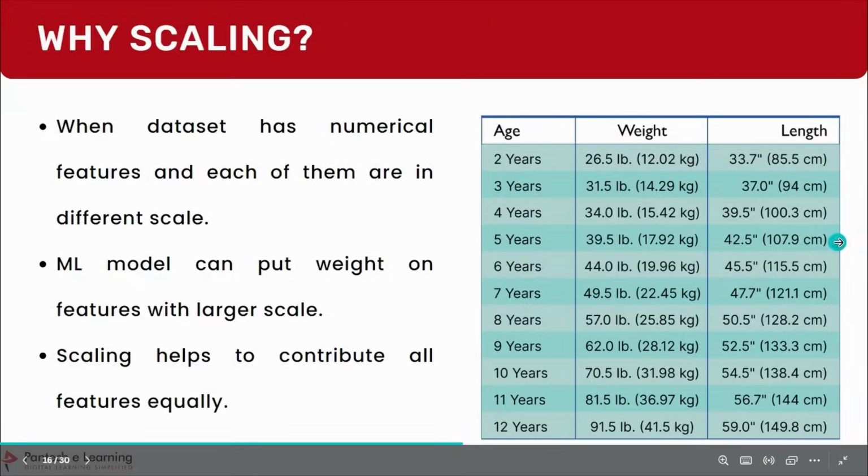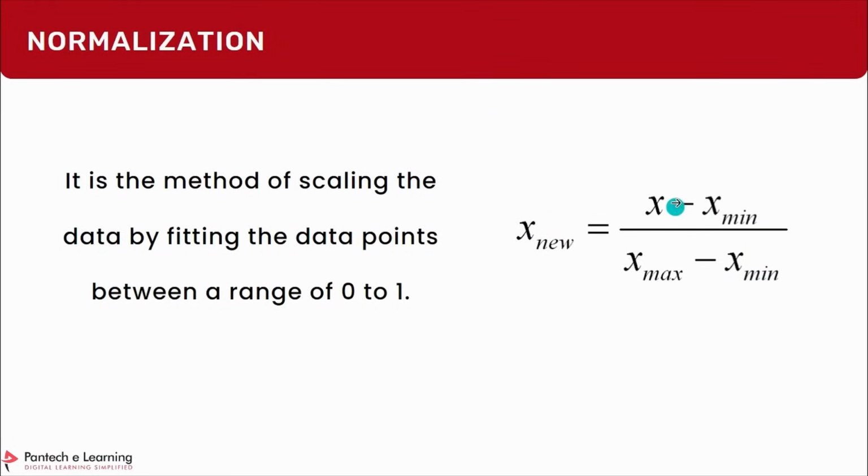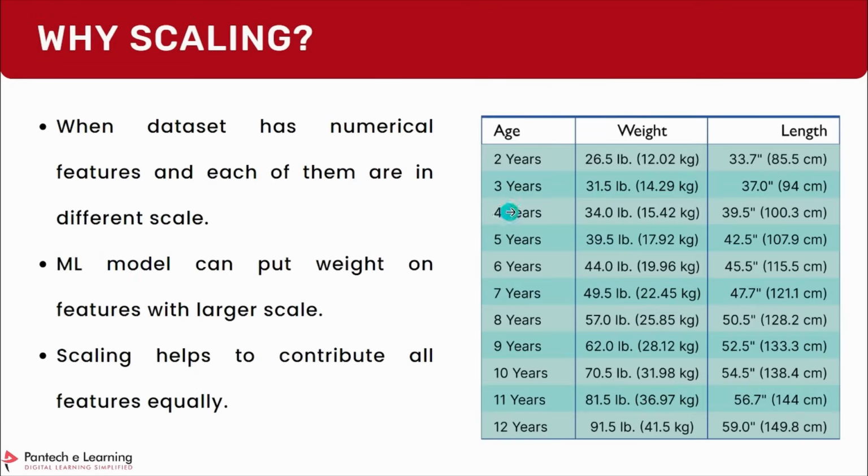Talking about 4, the x value will be 4 minus 2, the minimum value. In the numerator we have 2, right? Below in the denominator we will have 12 minus 2, which will be 10. So now 2 divided by 10, what will be the value for that? 0.2, right? So that 0.2 will be placed here. Like that. So now it is inside a range of 0 to 1, right?